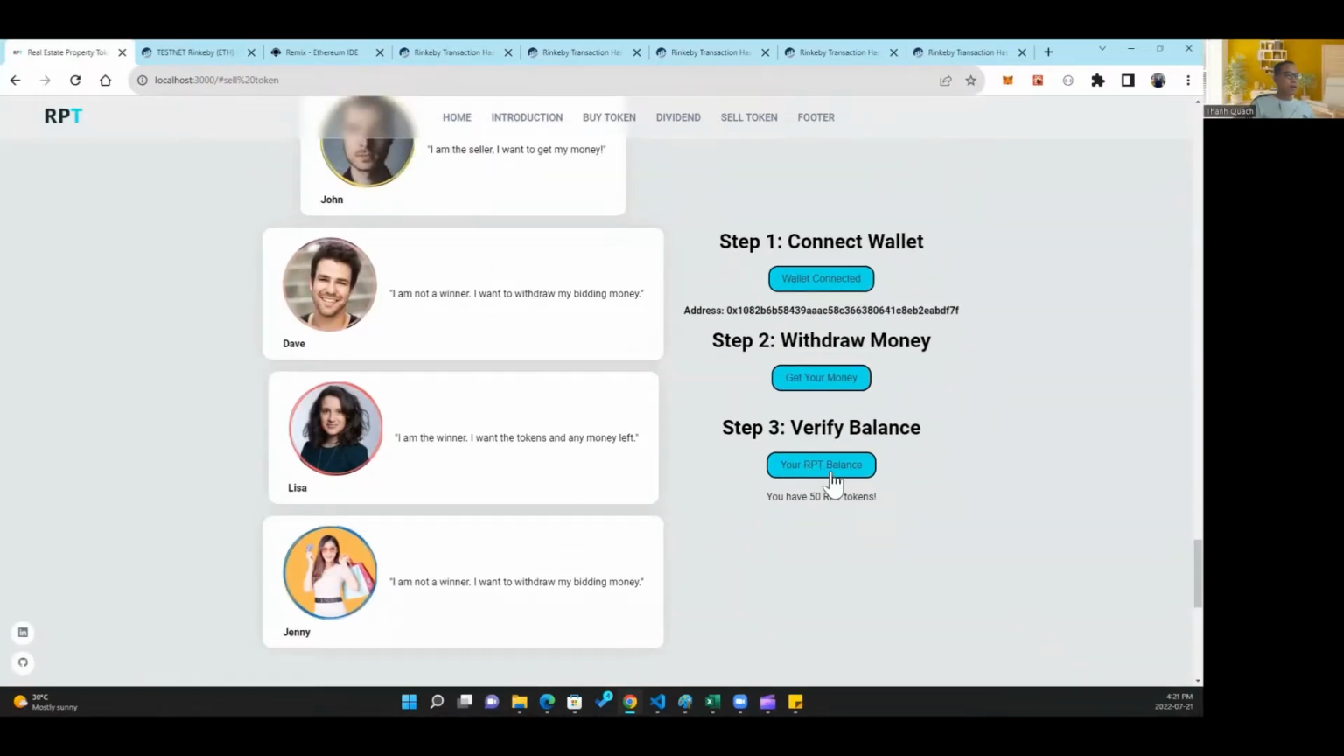And we can check her balance, which is supposed to be 0 for Jenny. And the balance for John is supposed to be 50. This is John's account, 50. All right, so this is the end of the demo. Yeah, so that is it.